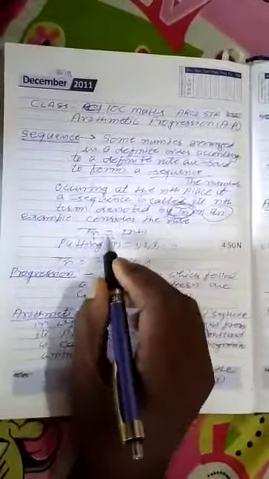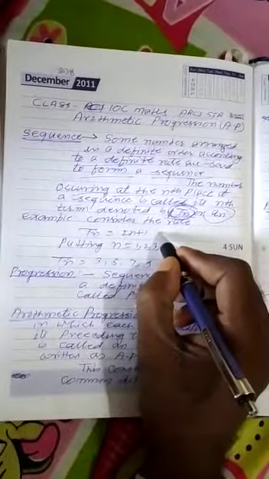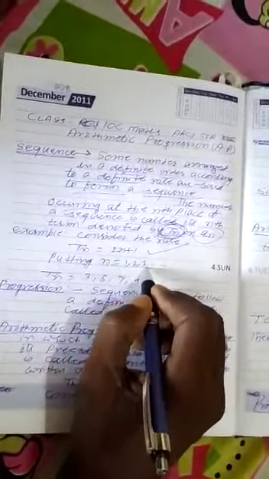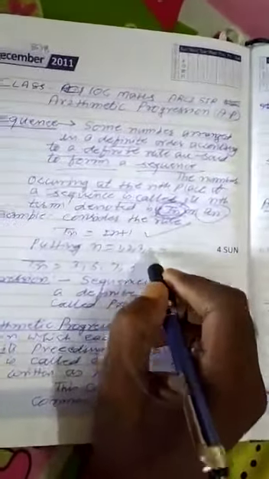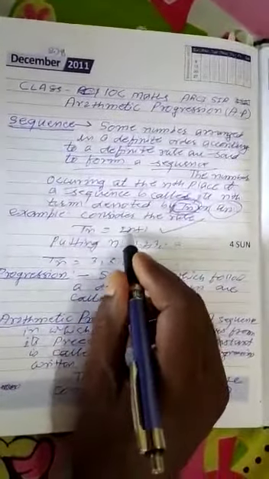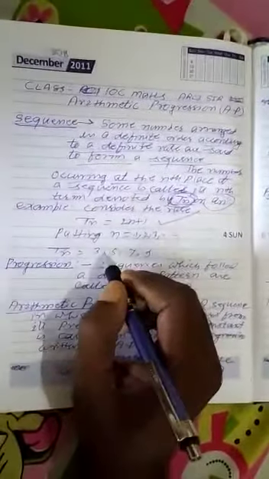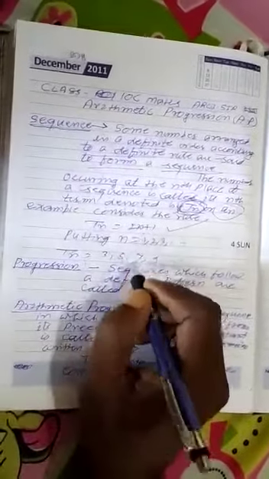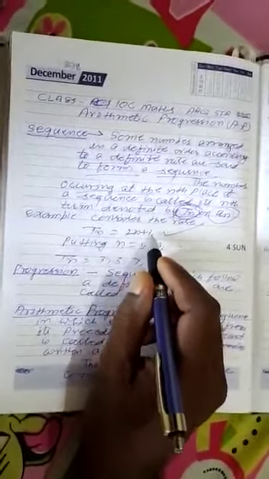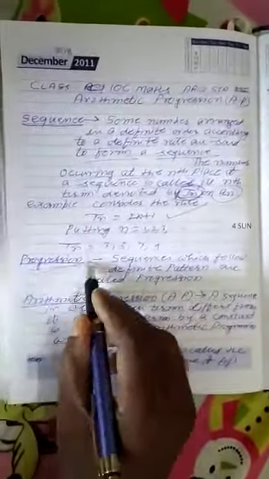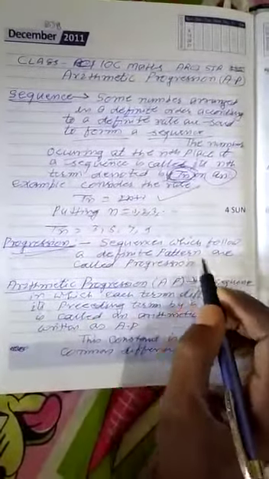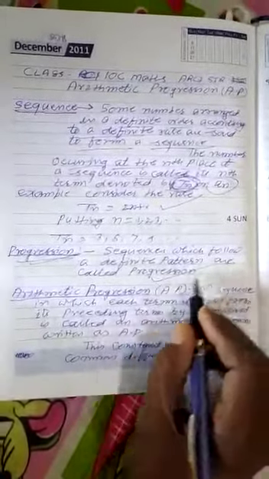For example, Tn is equal to 2n plus 1. Putting n is equal to 1, 2, 3, 4. Then n is equal to 1: 2 ones are 2, plus 1, 3. 2 twos are 4, plus 1, 5. 2 threes are 6 plus 1, 7. 2 fours are 8 plus 1, 9. Progression: sequences which follow a definite pattern are called progression.